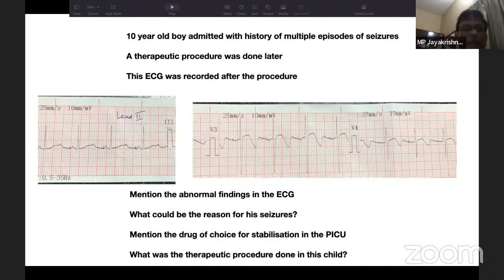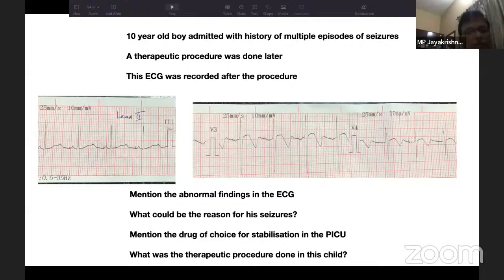The child again admitted in our ICU with multiple episodes of seizures. And we did a therapeutic procedure after some time. Actually, this child was diagnosed to have a particular condition. What is it? We treated it, then referred the child for this particular procedure. And this particular ECG was recorded after the procedure was done. Can you see any abnormality there in the ECG? Can you see any abnormal markings there? I mean, markings which are not normally seen in an ECG.